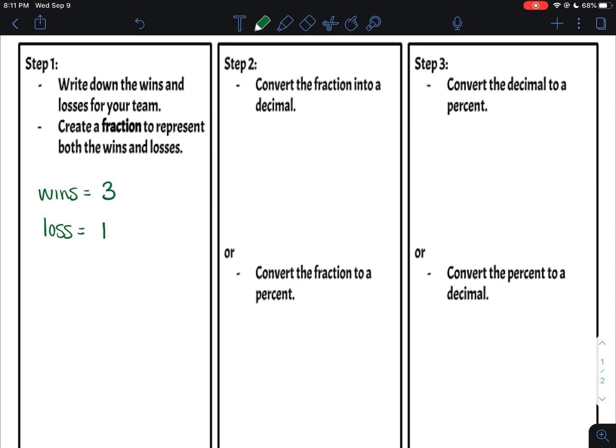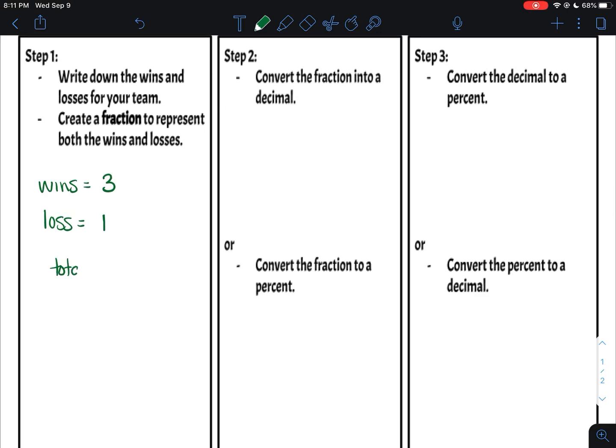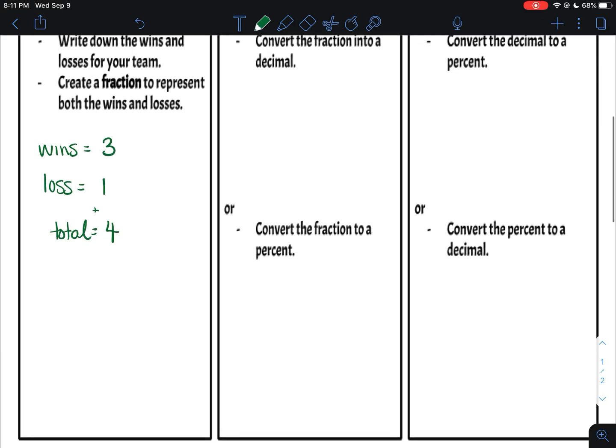If they won 3 games and lost 1 game, you have to figure out how many games they have played total. You just add those up, 3 plus 1. They've played a total of 4 games. Right there, you should be able to figure out the fractions for the wins and the losses. Make sure you're copying all of this down with me. I'll take a little break right here and you can copy down the wins and the losses.